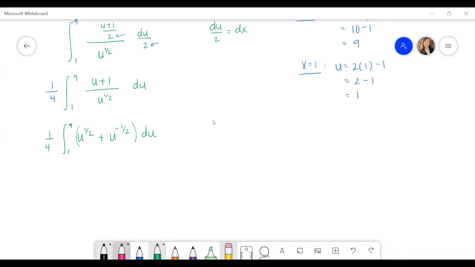du. So now I'm going to integrate. I'm going to add my 1, and divide by both of those values. And I am going to end up with 1/4. 1/2 plus 1 becomes 3/2. So I have u to the 3/2. If I divide by those 3/2, I'm multiplying by 2/3, right? Plus, keep my 1/4 there. If I add 1, I get 1/2, which is the same as multiplying by 2 over 1. I do not need a plus c. I'm going to look when u goes from 1 to 9.